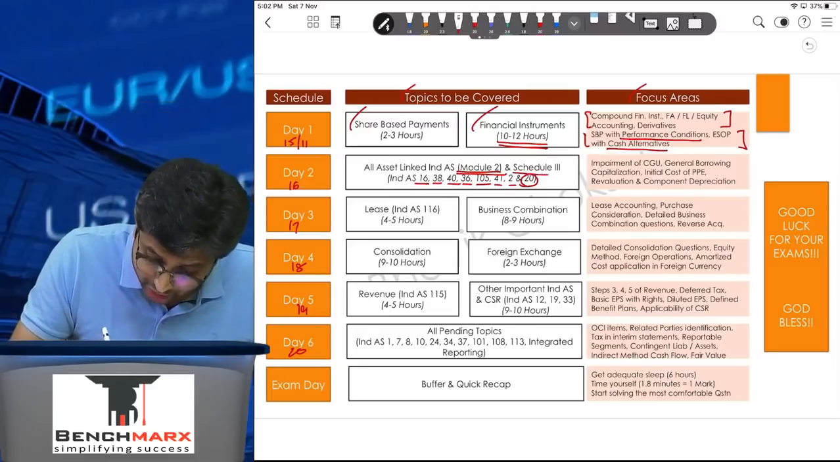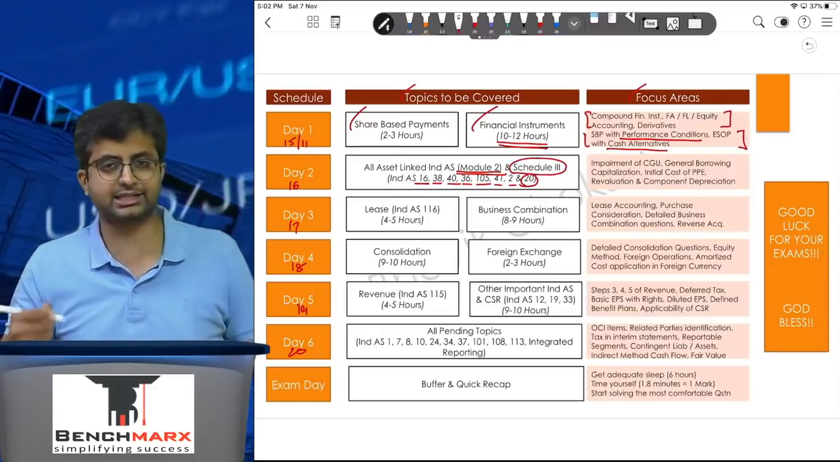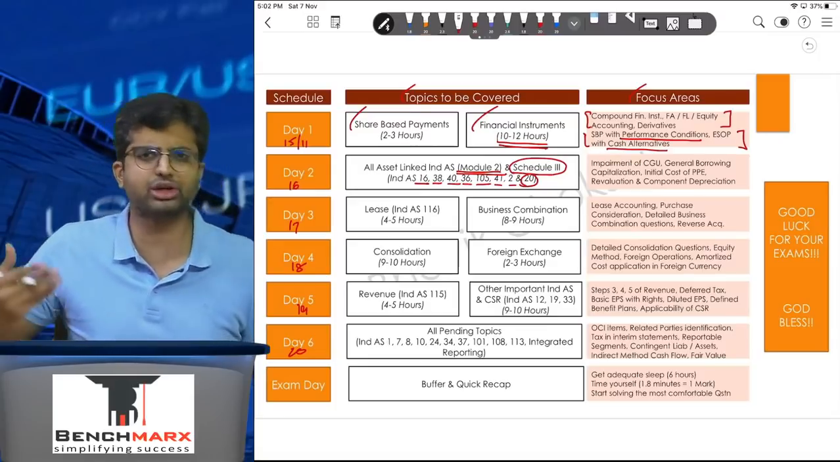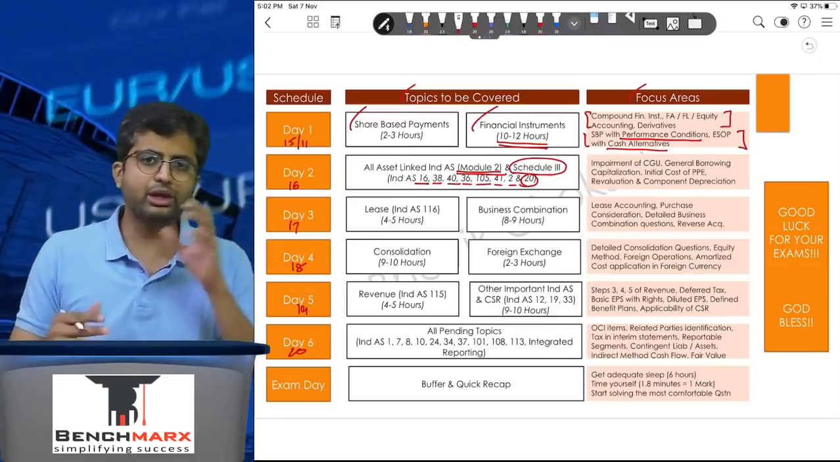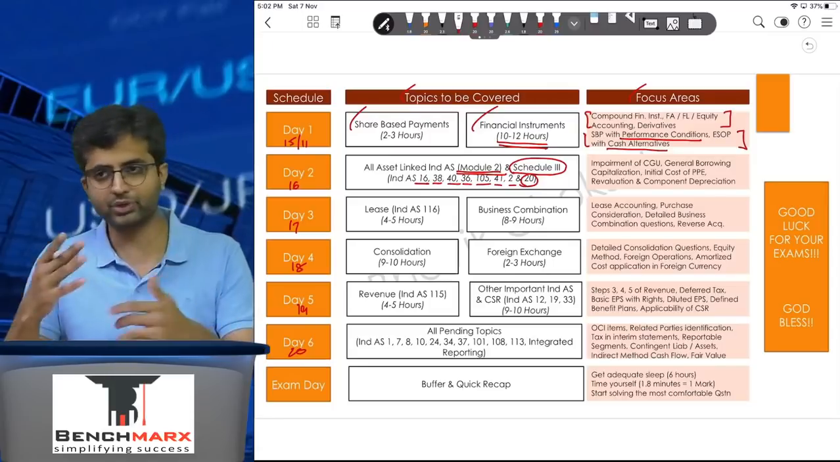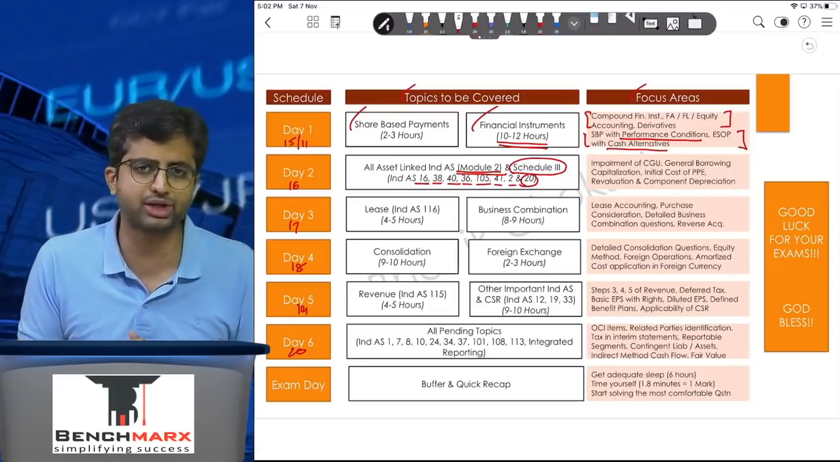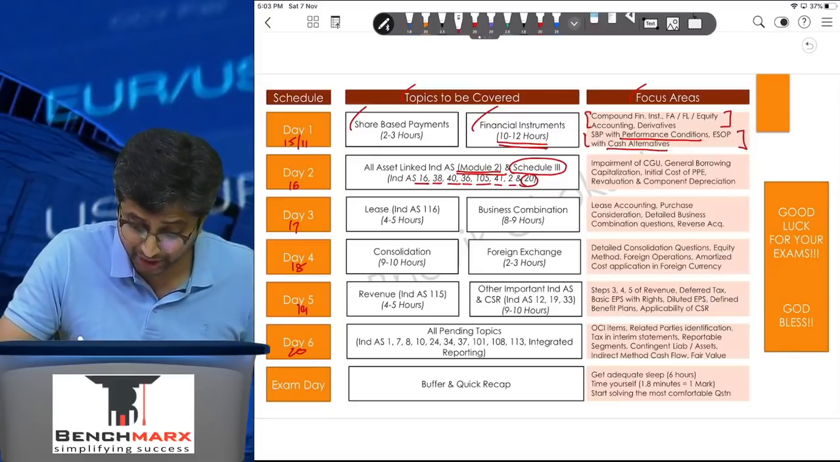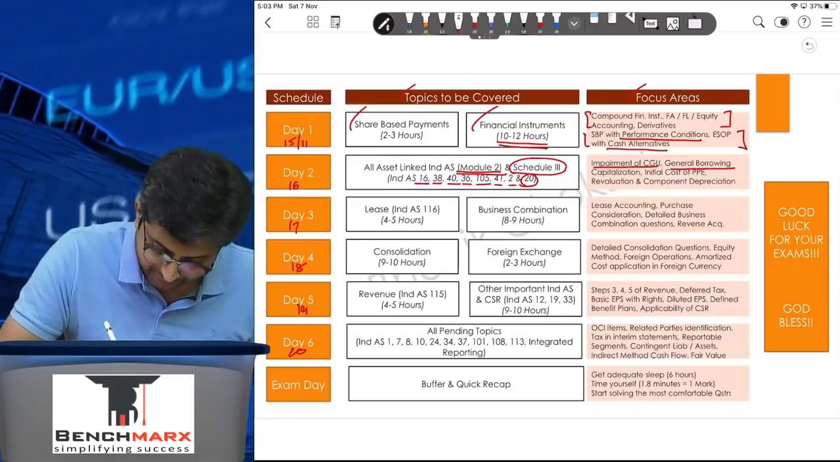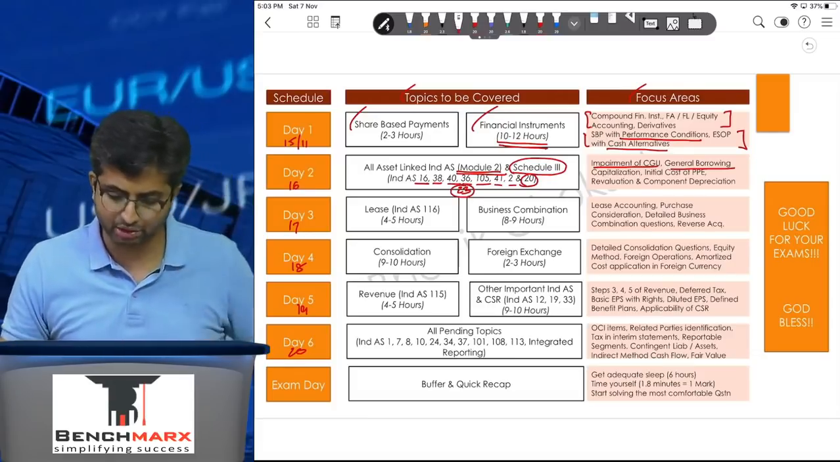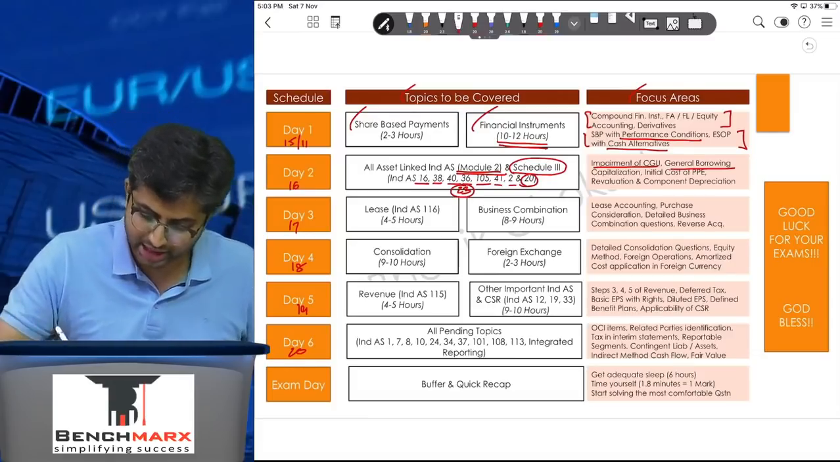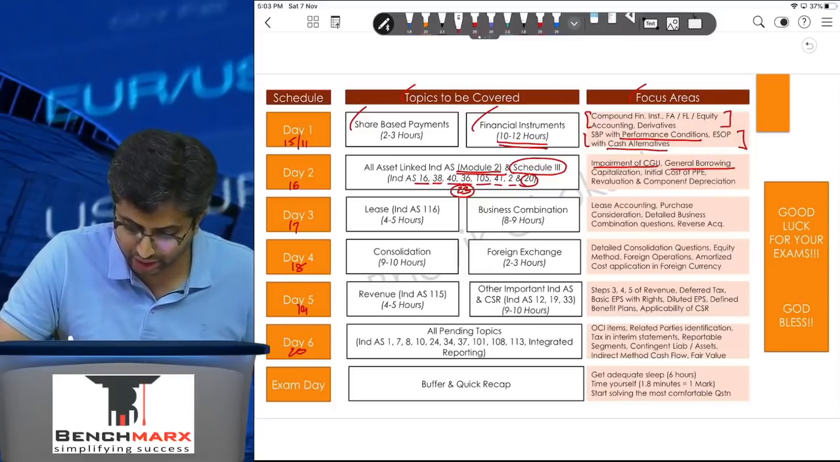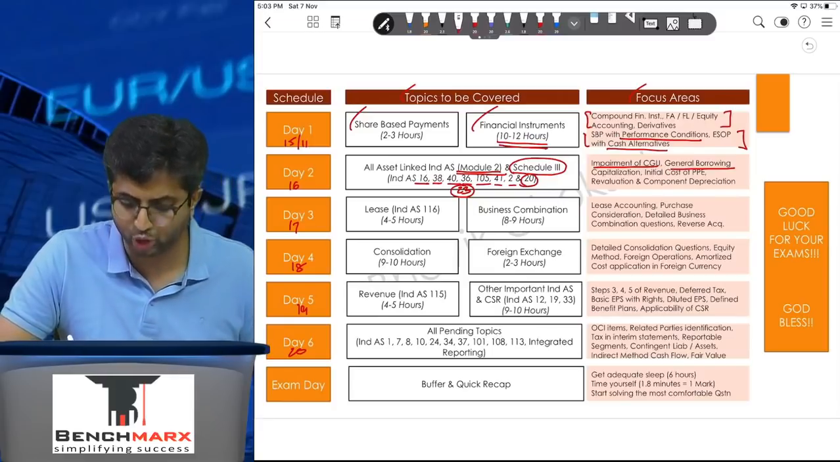We have also written Schedule 3 over here because the next day we are going to start with business combination and then consolidation. So your knowledge of Schedule 3 is helpful while revising a business combination or a consolidation chapter as well. The focus areas on day 2 would be impairment of a cash generating unit, general borrowings in case of borrowing costs. I think I've forgotten to write Ind AS 23 over here, so you write that down as well. General borrowings in case of borrowing cost, capitalization, initial cost of PPE, revaluation and component depreciation.